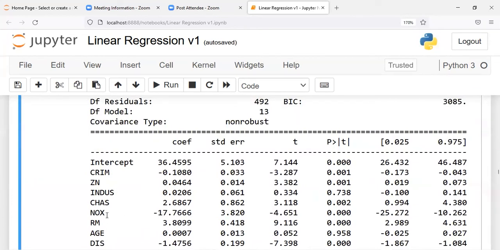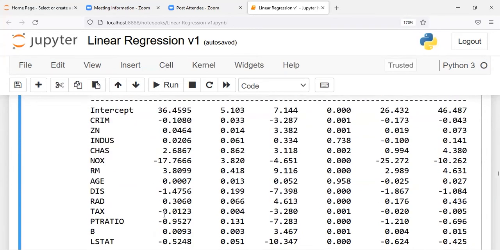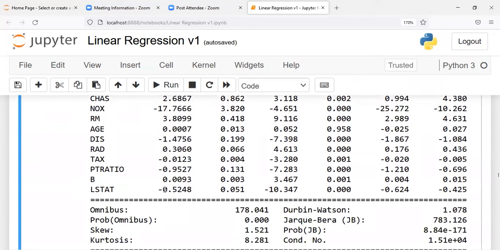Let's look at the unstandardized coefficient for NOx, nitric oxide concentration. The unstandardized coefficient that is reported is -17, which means if the nitric oxide concentration goes up by 1 unit, housing price comes down by $17,000. I repeat, if the nitric oxide concentration goes up by 1 unit, then the housing price goes down by $17,000. Similarly, based on the sign and the magnitude, we can interpret the coefficient for each and every independent variable.